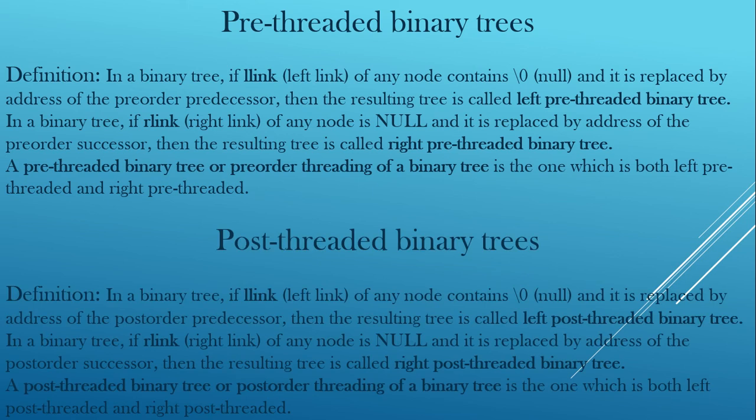Post-threaded binary trees: in a binary tree, if the L link, that is the left link, contains null and it is replaced by the address of the post-order predecessor, then the resulting tree is called a left post-threaded binary tree. The same goes with the right link. So these post-threaded binary trees are the ones which are both left and right post-threaded.